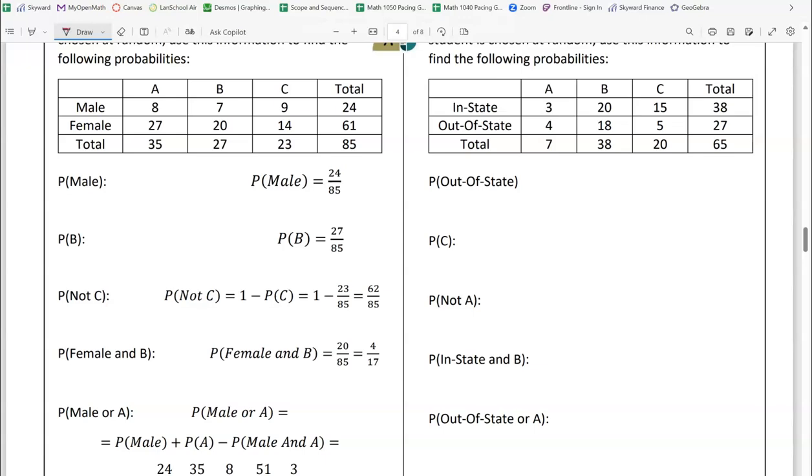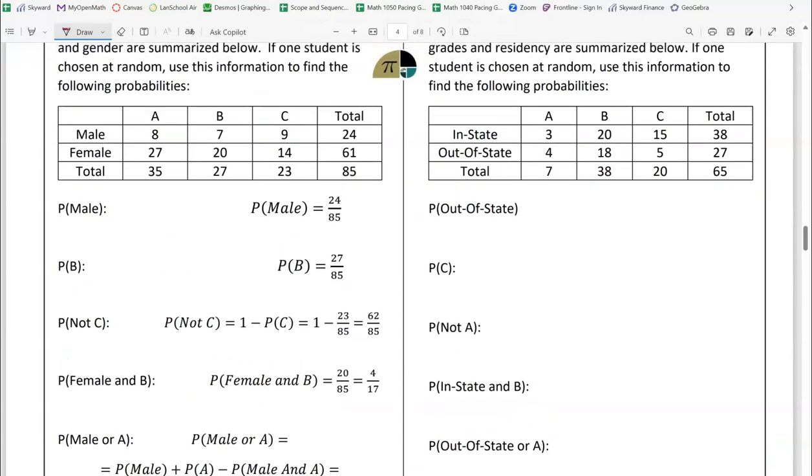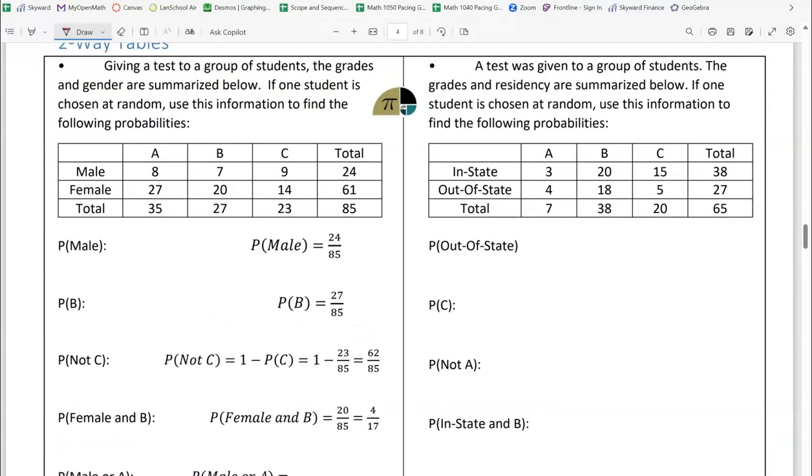But if you're a little confused, you can read through the rest of this example. On the right, we've got a test given to a group of students, their grades, and then their residency is summarized below. So I assume they're at a college or something. We have students who live in state, students who are from out of state, and then their grades on the tests. So we want to find the probability of a student being out of state.